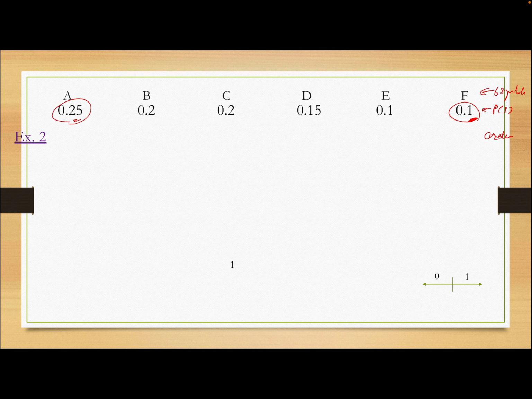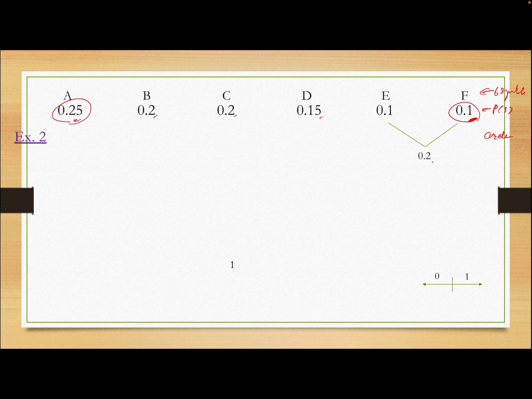You order the probabilities, from lowest over here to highest on the left. Then you pair the 2 lowest probabilities together, so you get 0.2. And then now you have 0.15 here.